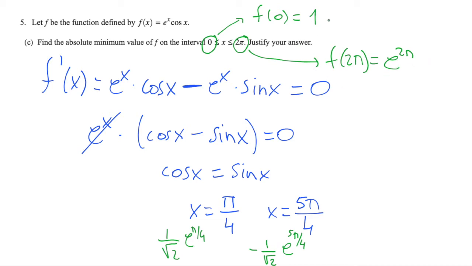Then, if we consider these 4 points, we have to see which one is the lowest point. We need to see which one is the minimum. If we check all of them, since this one is negative, none of the other points can be lower than this one. Then we can say that the absolute minimum value of f on 0 to 2 pi is negative 1 over square root of 2 times e to the power of 5 pi over 4.